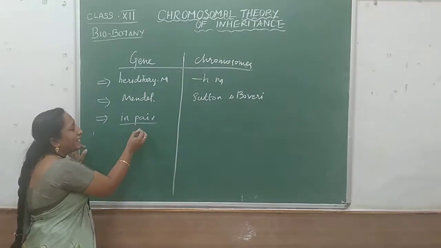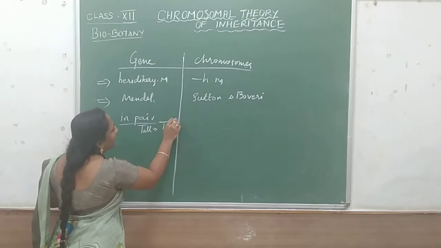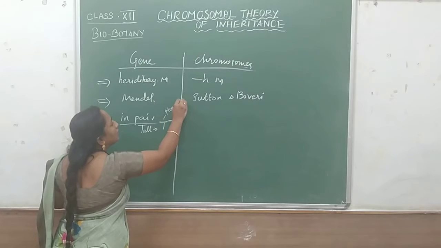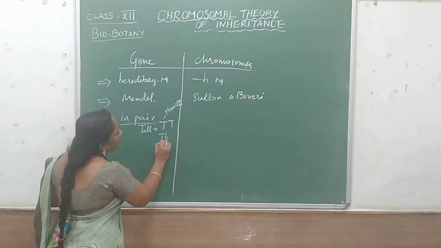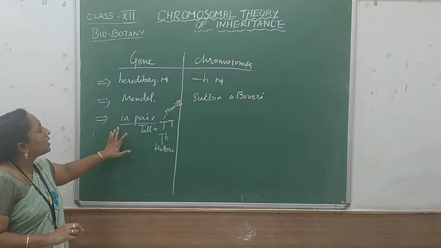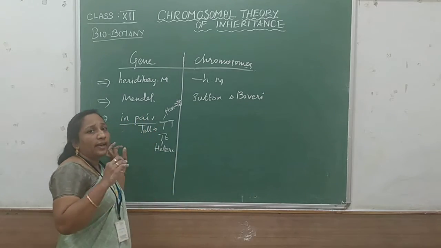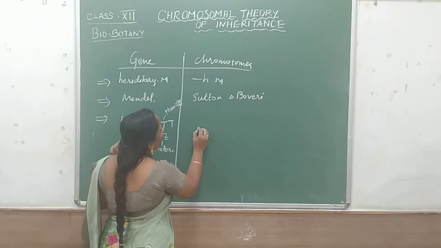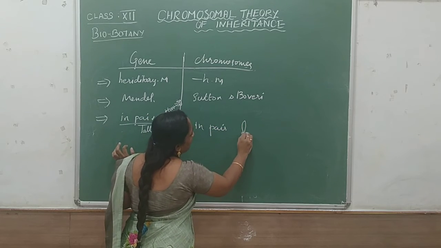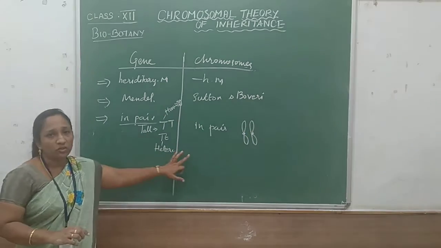For example, take the characteristic feature of tallness, capital T. It may be capital T capital T, which is called the homozygous condition, and capital T small t is the heterozygous condition. So genes are in the form of pairs. Like the same, chromosomes also are always in pairs. They are homozygous pairs. Up to this clear?